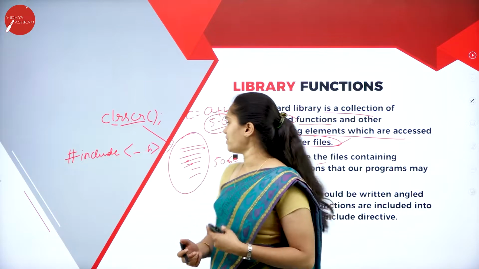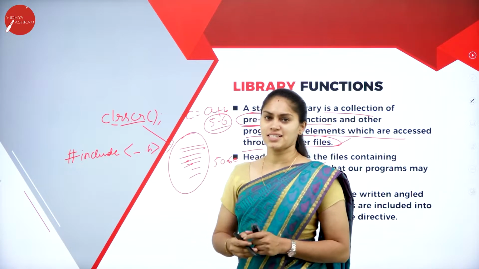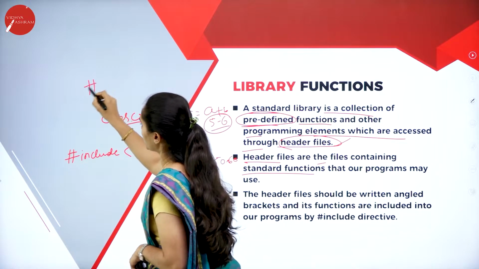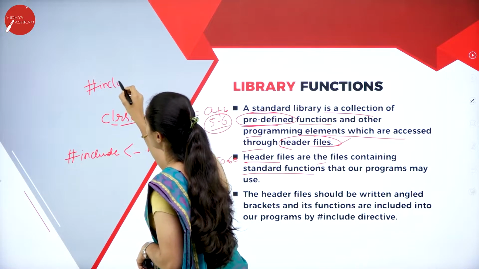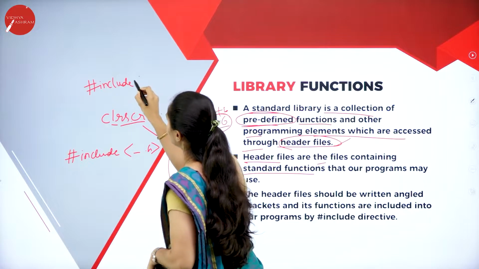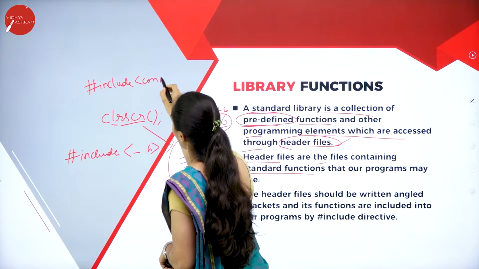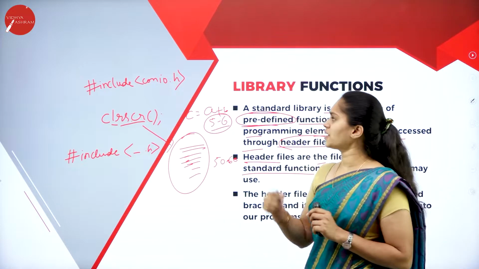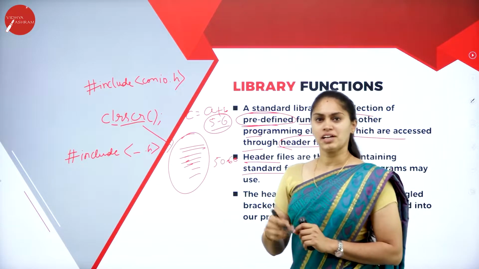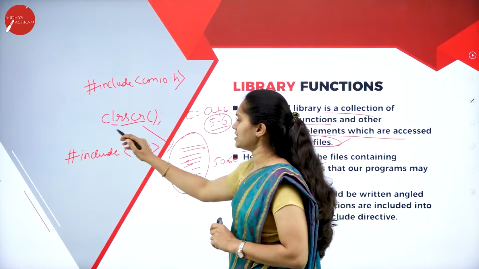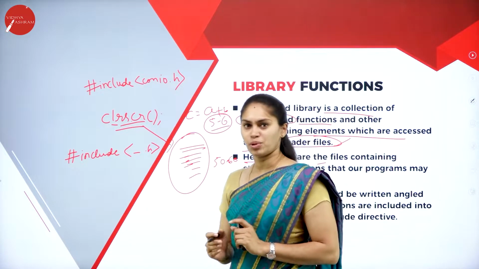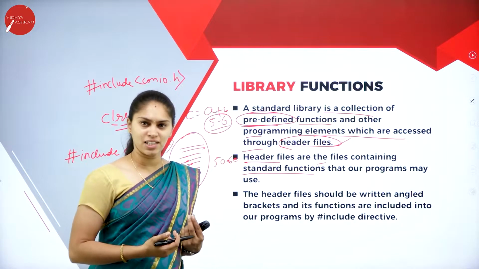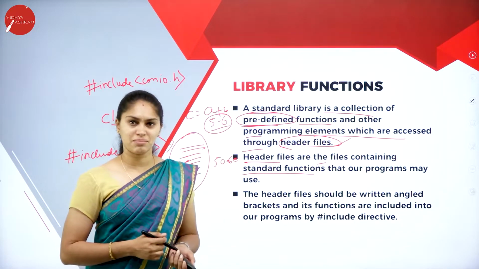So for example, if I want to use clear screen, that is CLRSCR, then it is mandatory for me to include conio.h. So for that, #include <conio.h>. If I am including this header file called conio.h, it will allow us to use CLRSCR in our program. That is the usage of having a library function, a built-in function, or a standard library function.